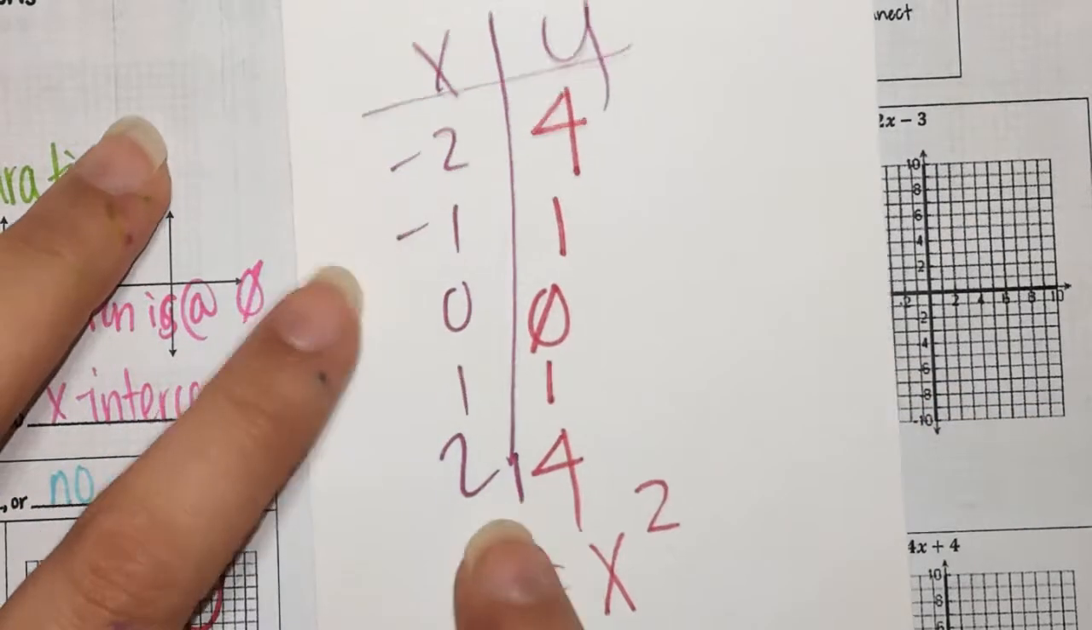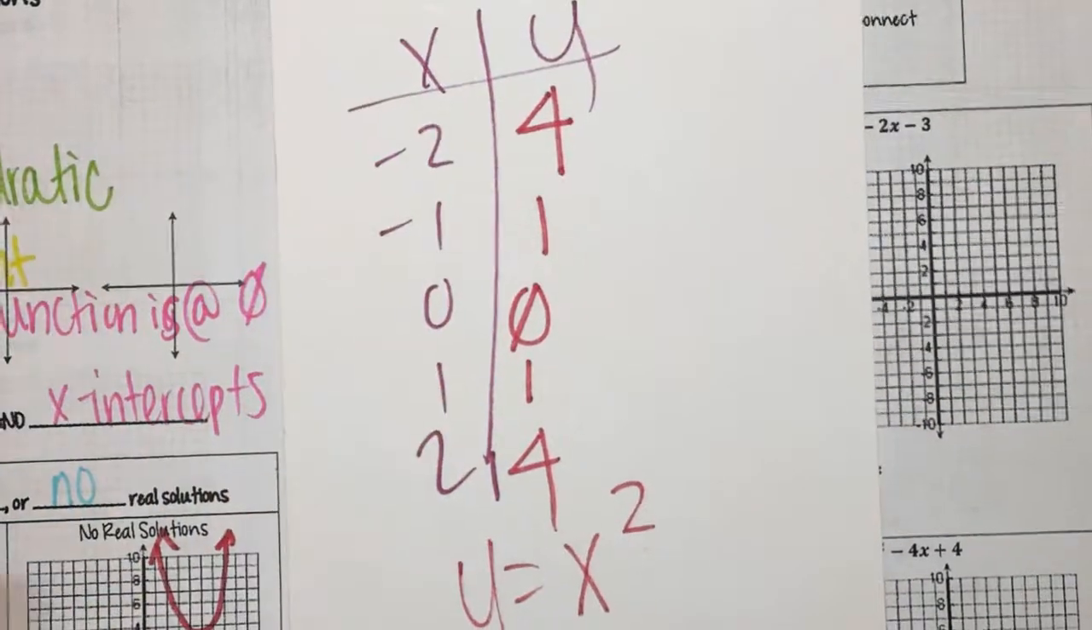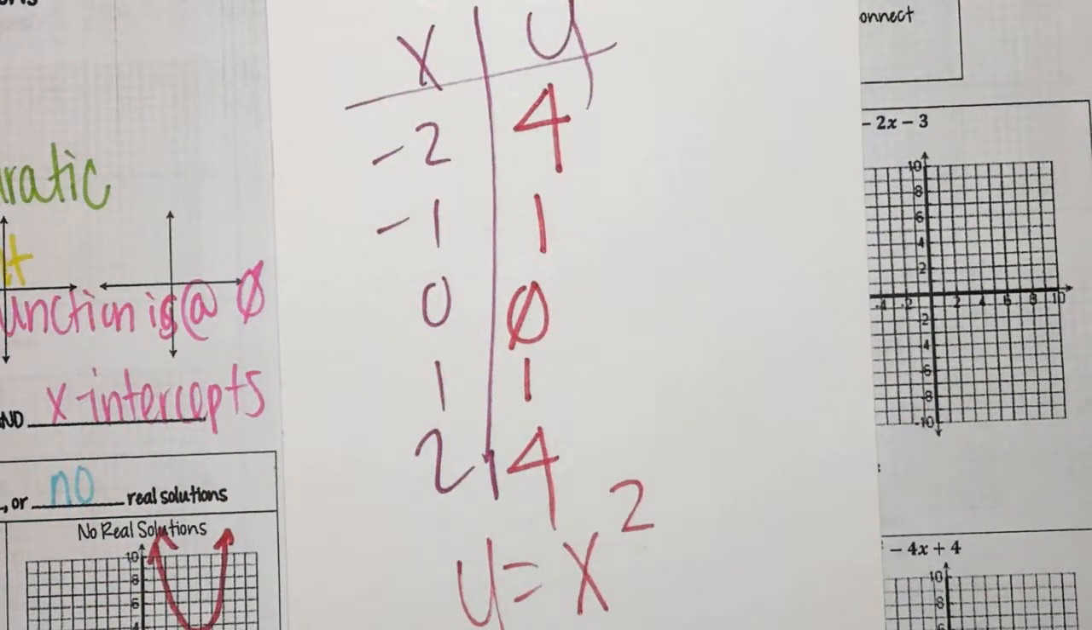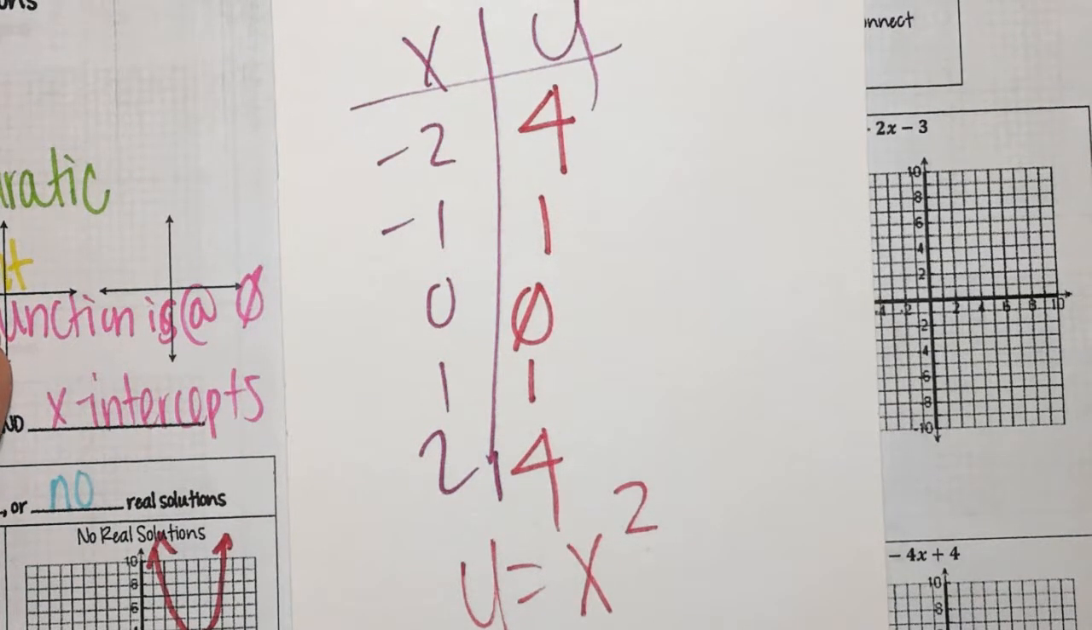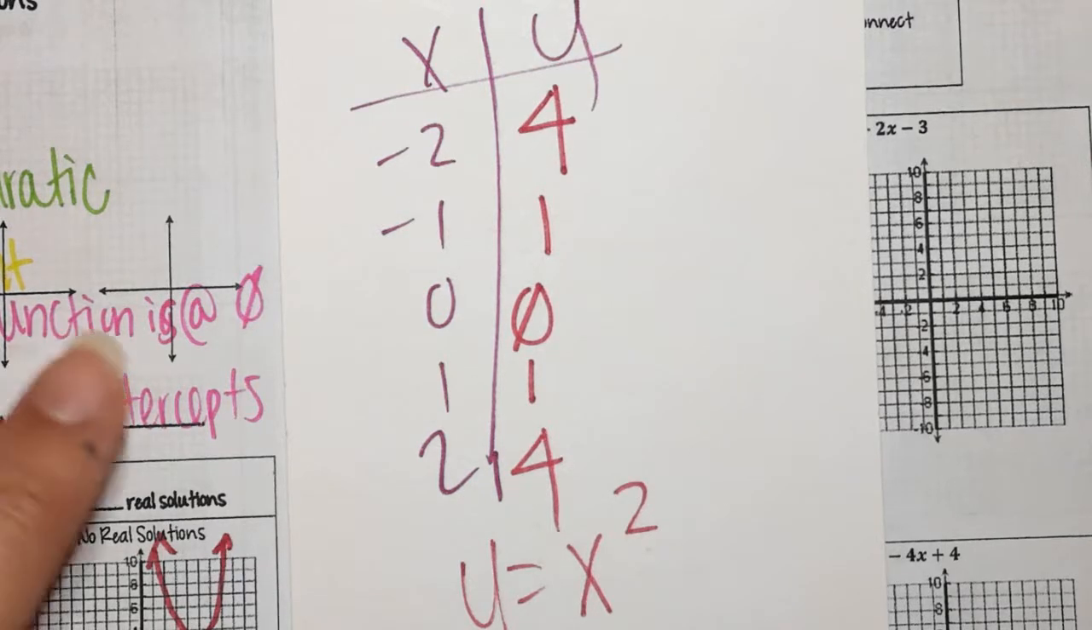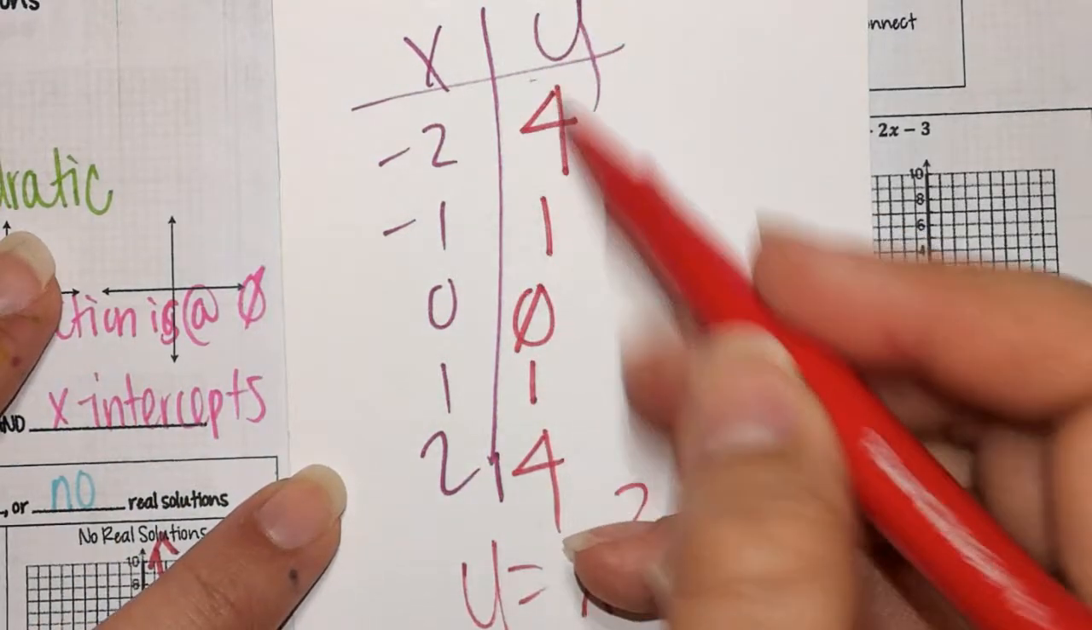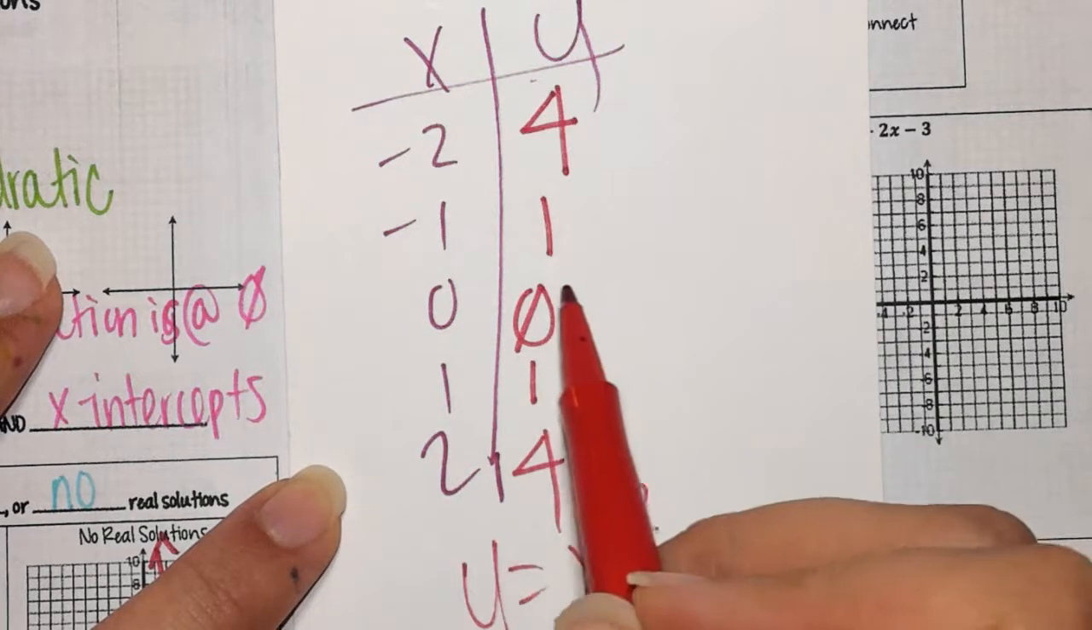Now, where do you think the vertex is of this graph? Who votes for -2, 4? Who votes for -1, 1? Who votes for 0, 0? Why? Because it's the only one where it went down, then back up, and this is the point that stays the same.